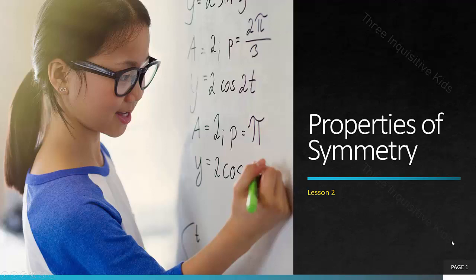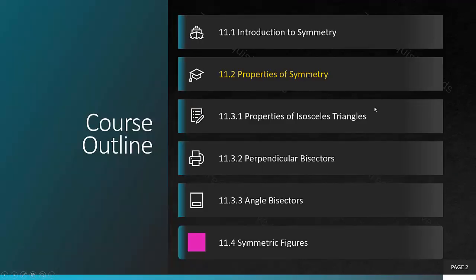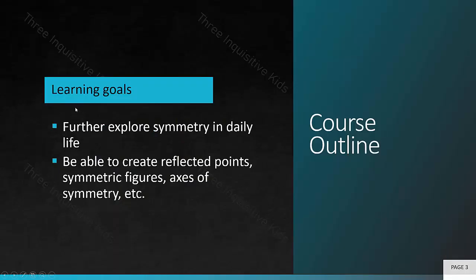In this video, we will be talking about properties of symmetry, and this is lesson 2 of our chapter. In this series of videos, we will be going over chapter 11 of 7th grade math, and it's going to be about symmetry and isosceles triangles and perpendicular bisectors and so on. Our learning goals for today are to further explore symmetry in daily life and be able to create reflected points, symmetric figures, axes of symmetry, and so on.